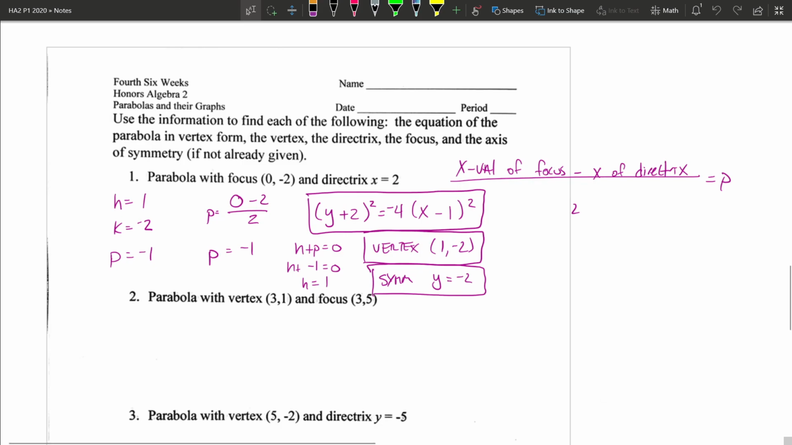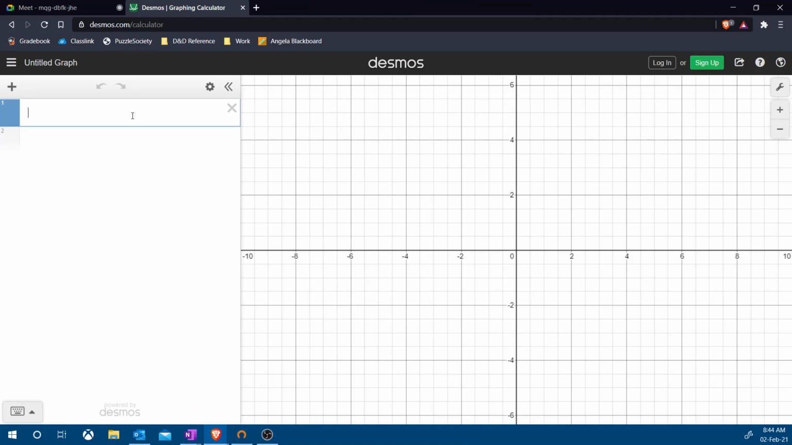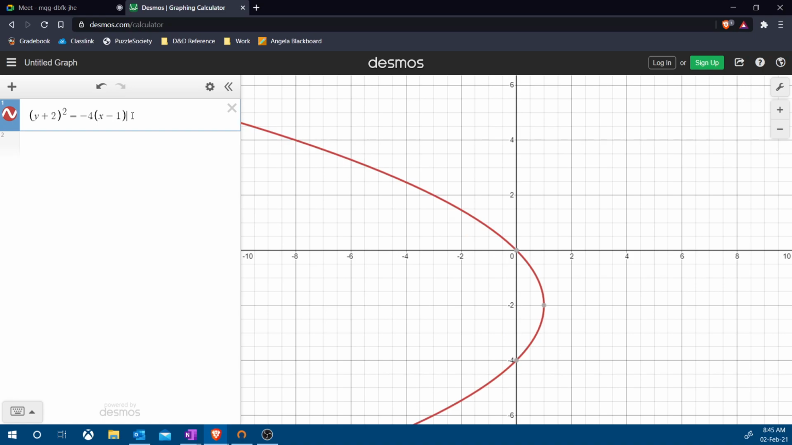Now, with these, what I like to do is double check my answers because I'm paranoid. Let me open Desmos. I'll put this over here, and I'm going to graph the equation I came up with. So y plus 2 squared equals -4 times x minus 1. And I shouldn't have a second squared. All right, I'm going to blame the fact that I got a vaccine. So in theory, this should be my graph.